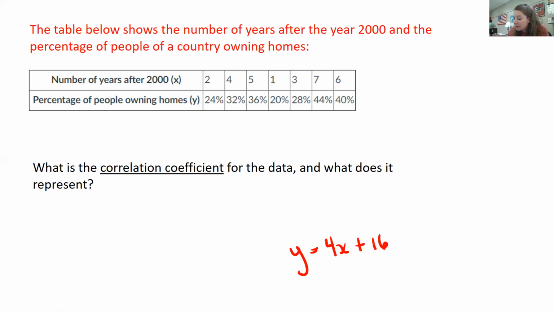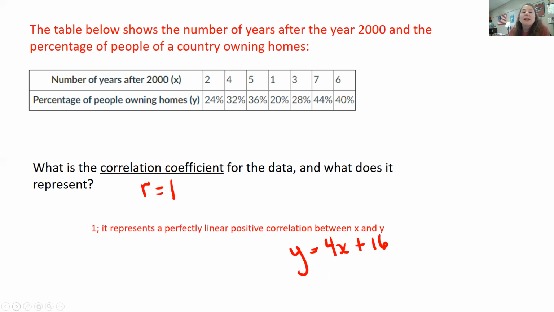And then my calculator tells me letter F, capital F, tells me that R equals positive 1. That means I have a very strong positive correlation between these two sets of data. So as the number of years has increased since 2000, the percentage of people owning homes has also increased. Oh, and that's what it says. It represents a perfectly linear positive correlation between X and Y. A 1 is as close as you can get to that.